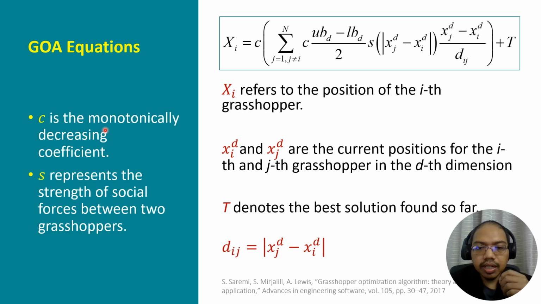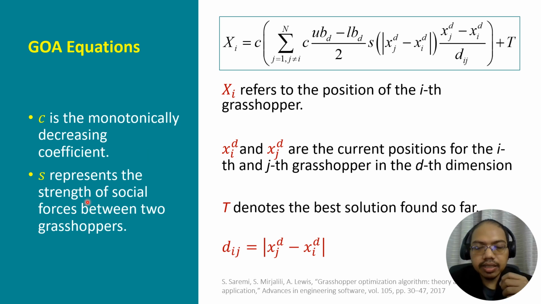And then here we have another variable called c. C is actually a monotonically decreasing coefficient. Now we use c, which is a very important variable here. The c is used to control how the algorithm converges to a solution, how fast the algorithm can converge to a solution. So it is a monotonically decreasing coefficient, meaning that it is a linear variable. The value for C changes with increased iteration, but in a linear way.